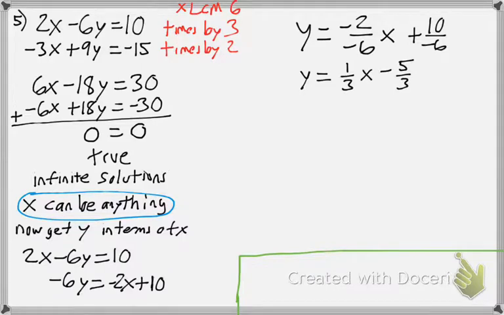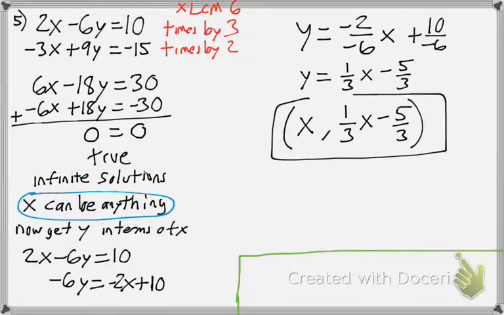So our final answer needs to be in ordered pair notation. So this is going to be, x can be anything, so it's just going to be x, and then 1/3 x minus 5/3 is my y value. So again, x can be anything, it's just the x. Y is 1/3 x minus 5/3.